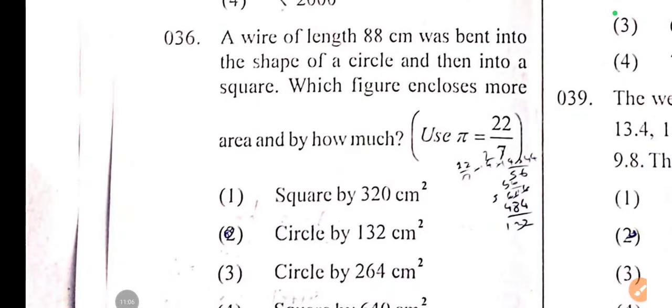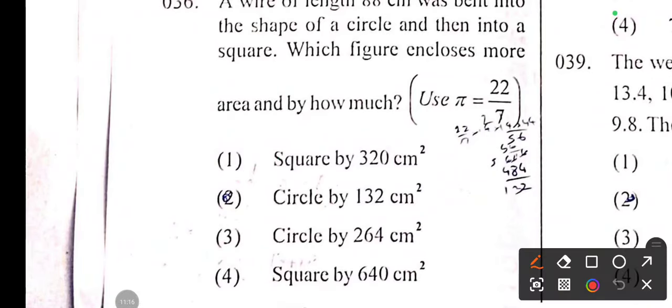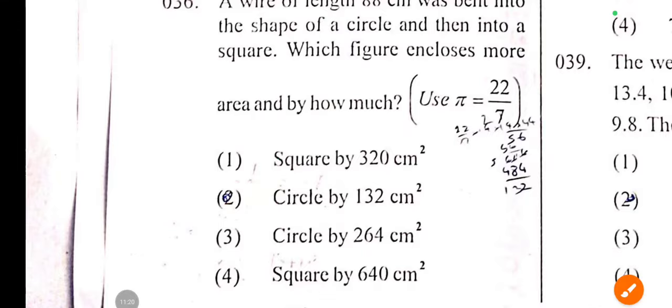36. A wire of length 88 centimeter was bent into the shape of a circle and then into a square. Which figure encloses more area and by how much? Option 2, circle by 132 centimeter square.